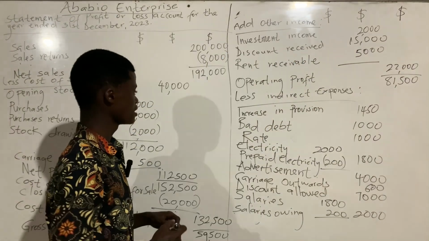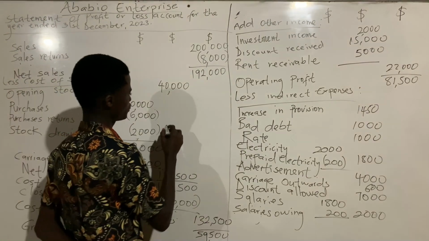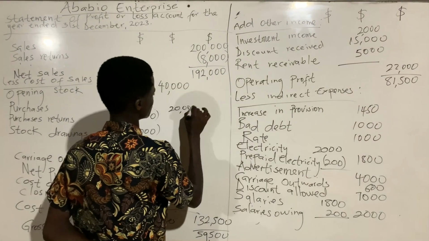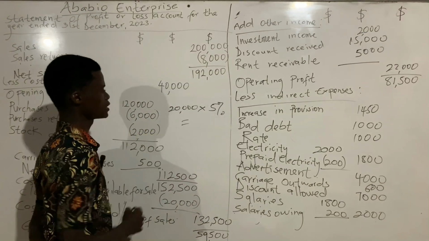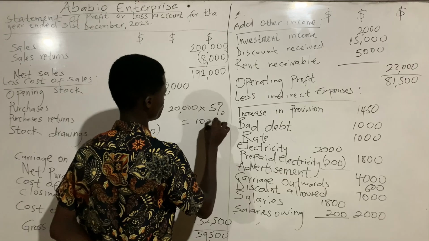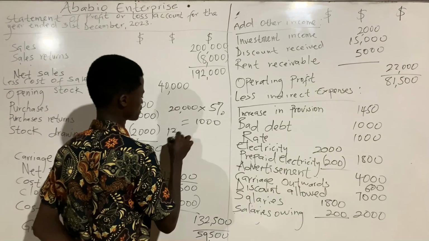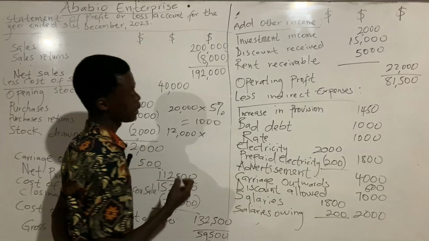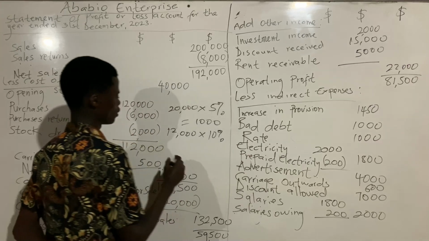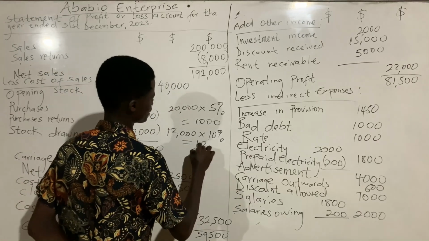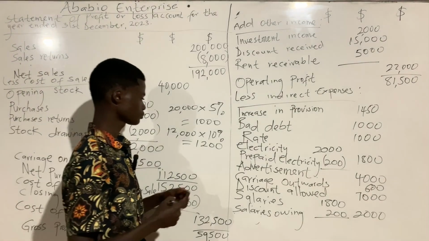To get the annual depreciation for land and building, the land and building cost is $20,000, and its rate of depreciation is 5%. So 5% on $20,000 will give you $1,000. And the fixtures and fittings cost is $12,000. So we will apply the rate given, which is 10% on the cost to get 1,200. A video will be made on depreciation.